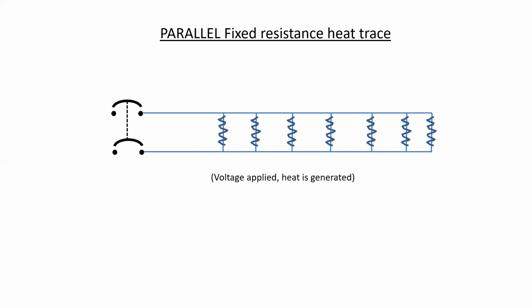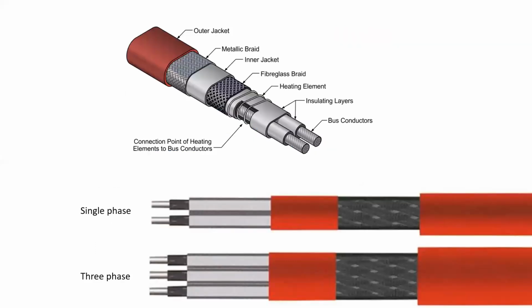Parallel fixed resistance heat trace is slightly different. Parallel fixed heat trace, when voltage is applied, heat is generated. However, there's always two conductors, and the parallel connection of them means that the current rating is slightly different. We also have three-phase, not just single phase. And with three-phase heat trace, the end of this cable, if it were down here somewhere, would have all three of those wires terminated together, creating a Y or star point.